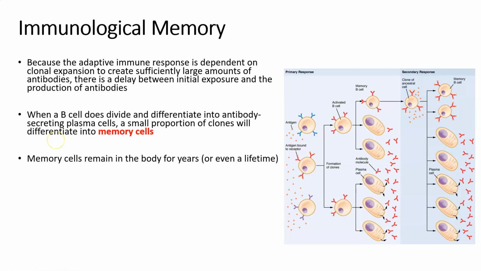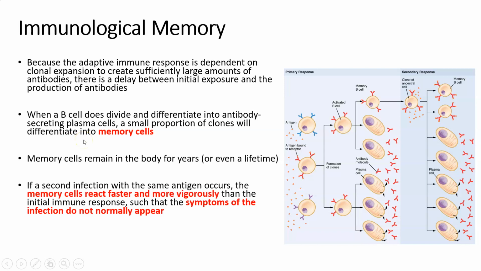Memory cells can actually remain in the human body for many, many years, decades in fact, or even a lifetime, depending on the type of memory cell it is. But what we really need to understand about this is a secondary infection, if that occurs, then memory cells will react much faster, more vigorously, and they will take much less time to react to that pathogen. Therefore, we don't normally experience symptoms and we don't normally see any negative consequences as a result.